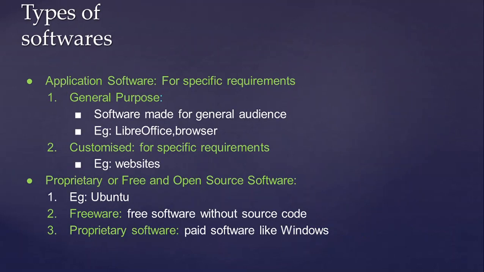The types of software include application software, which is general purpose and customized. General purpose, as the name suggests, is made for the general audience, like LibreOffice and the browser. And customized are websites, which are for specific requirements of the user. There is also proprietary or free and open source software, also called FOSS. Examples include Python and Ubuntu. The freeware is free software without the source code, while a proprietary software is a paid software like Windows.